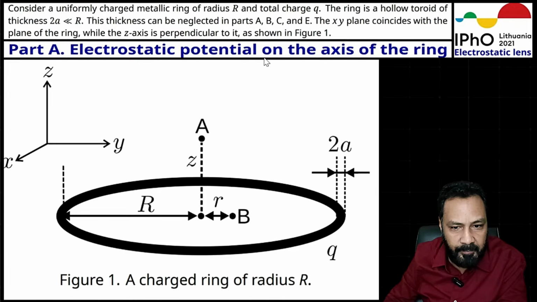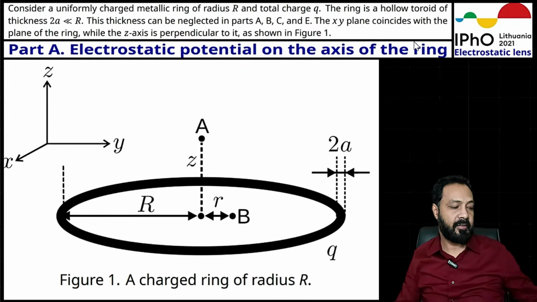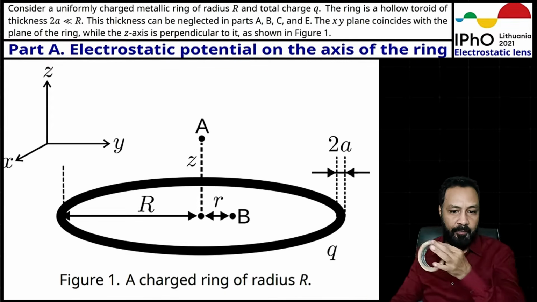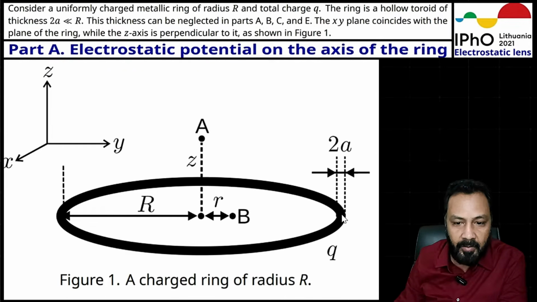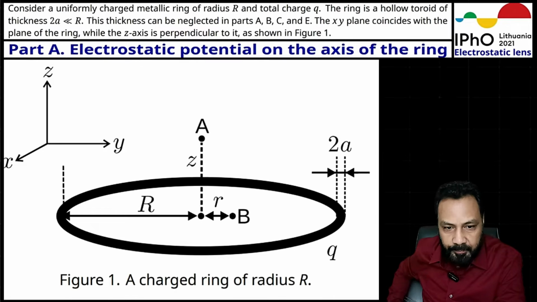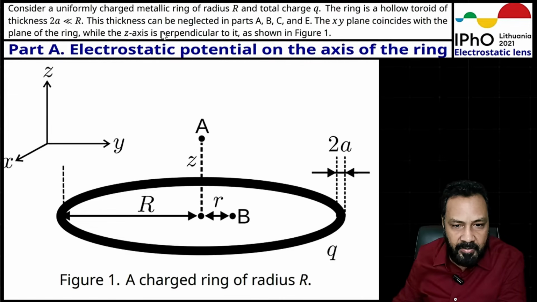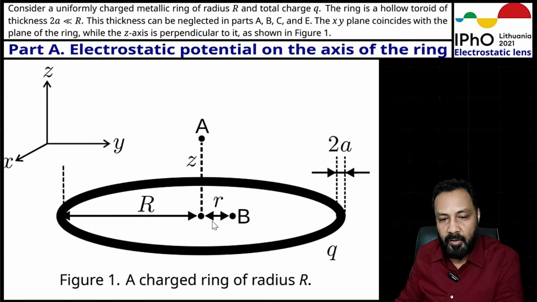This is part A. In this part, this is the ring that I've shown. This ring has charge Q and radius R, and the thickness of the ring, which is basically this radius, is a, so the thickness is 2a. This a is very small compared to the radius. The ring is in the xy plane, and the axis of the ring is along the z axis, and there is a point B in the plane of the ring at a small distance r from the center.